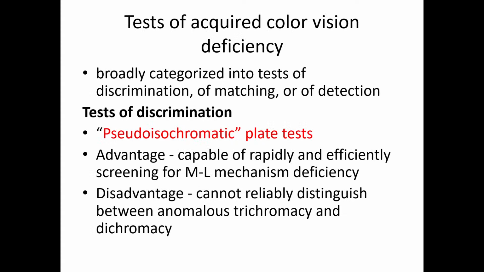So there are tests for acquired color vision deficiency. It is broadly classified into tests of discrimination, of matching, or of detection. So what are the tests of discrimination? Pseudo isochromatic plate test. In this we have vanishing plates and all those that Vasanthi has told. The advantage is that it is capable of rapidly and effectively screening for red-green mechanism deficiency. The disadvantage is it cannot reliably distinguish between anomalous trichromacy and dichromacy.